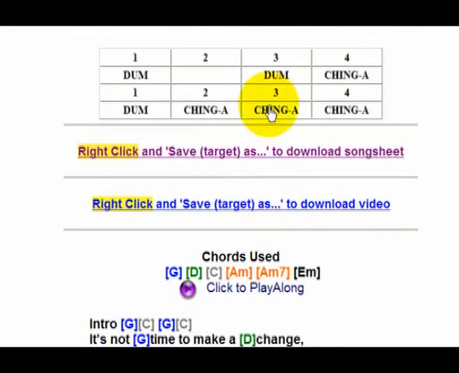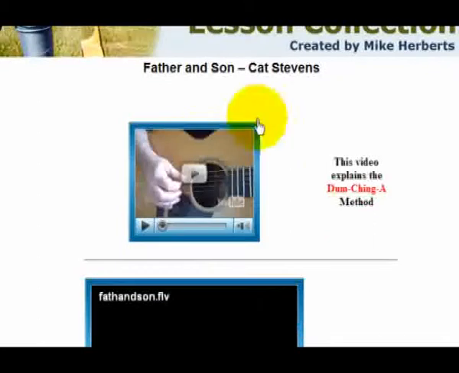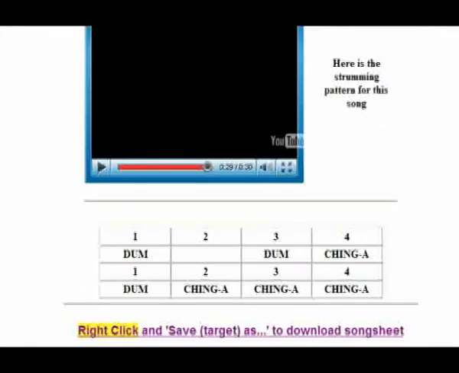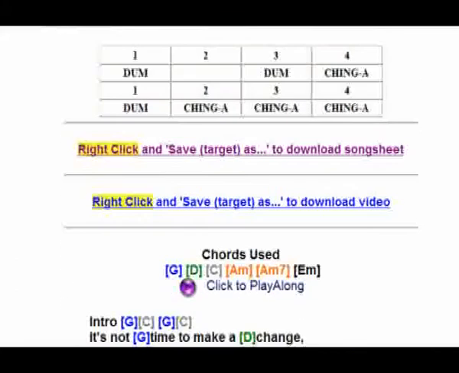So you can see that the video is a comprehensive lesson. It's not just a playthrough of the piece, it's a full comprehensive lesson. So if you're still with me, you're going to get the video that explains the dumb chinger method, the video that explains the strum pattern, and a little demonstration of the strum pattern there. You'll also get the song sheet for each song that looks like that. And you'll also be able to download the video.